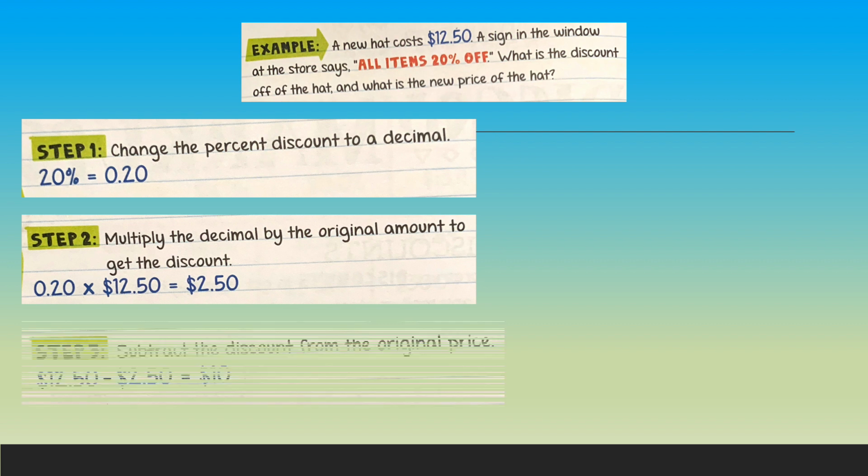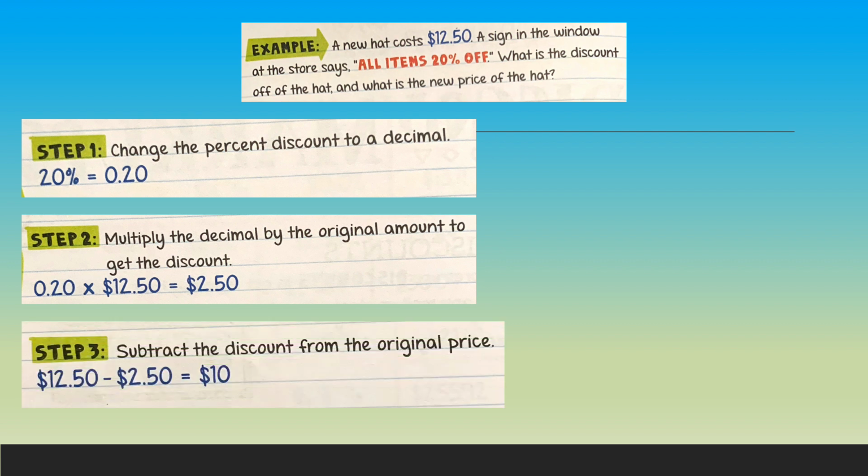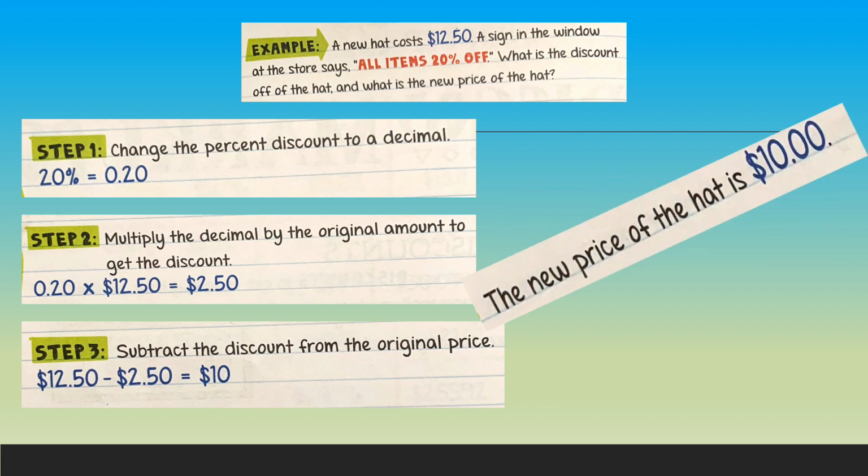Step 3, subtract the discount from the original price. What is the original price? $12.50. Take away, what is the discount? $2.50. So what is the result? $10. So what is $10? The $10 is the new price of the hat. So the amount that you're going to pay is $10.